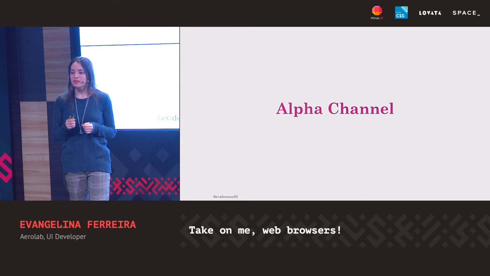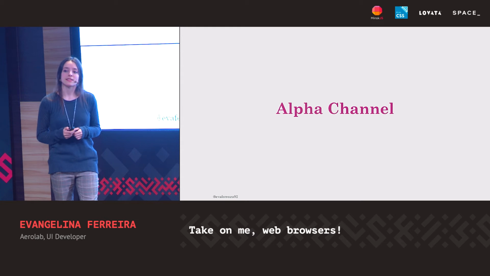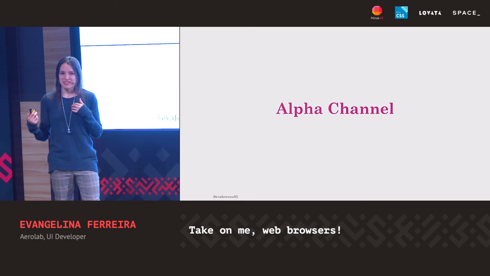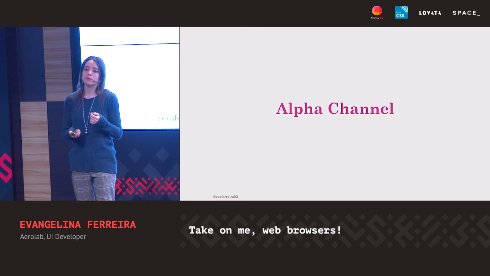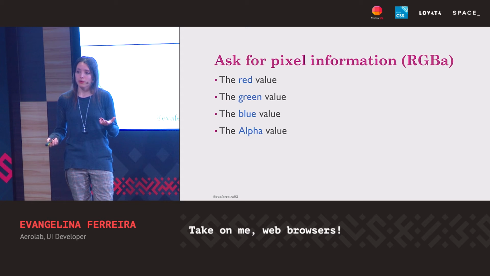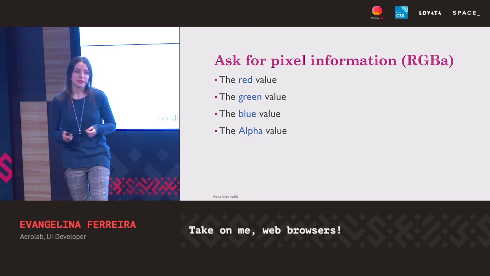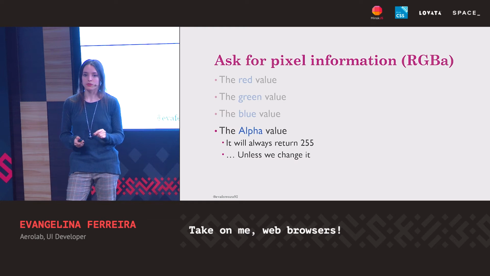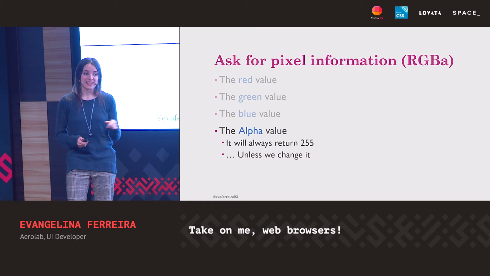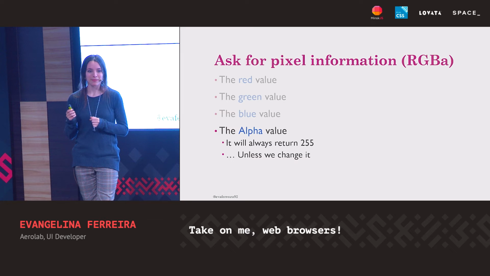And also, we have the alpha channel. Now, the alpha channel is transparency. In images, we know we can have transparencies. We can use a PNG format, and we will see the background. But in videos, we don't have such a thing as transparency. But anyway, we still get the transparency values when we ask for video information. So what we will get is the red value, green value, blue value, and the alpha value, even though it will always return 255, unless we change it. And that's the interesting part.